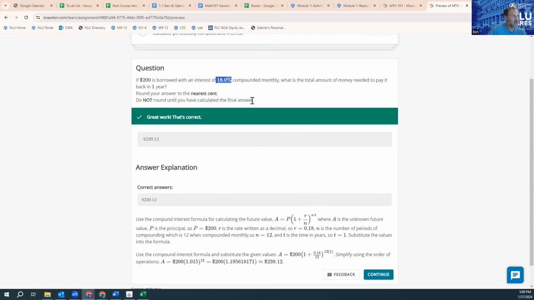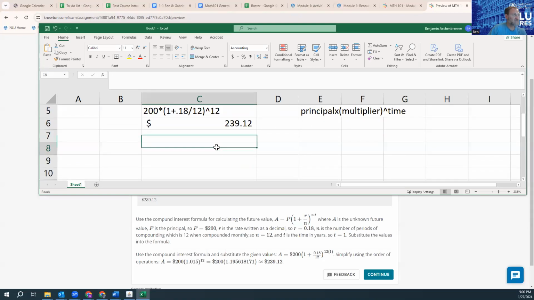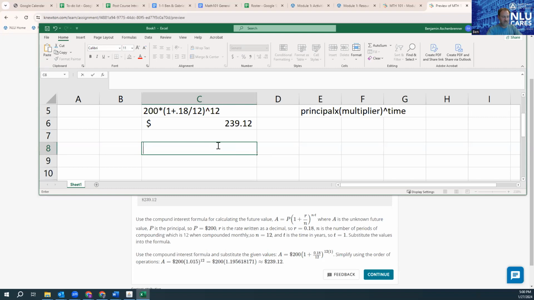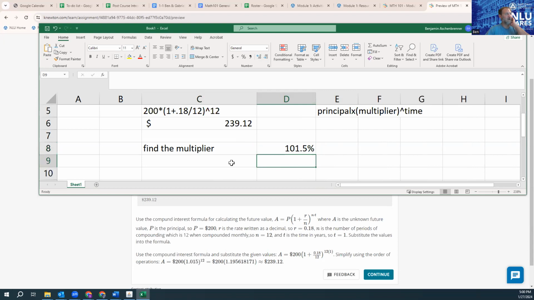Let me show you what they mean about do not round until you have the final answer. And again, Excel really helps us do that well. But if I did this kind of piecemeal, like let's find the multiplier. Well, it's 100% plus 18% divided by 12. And that's 101.5%. Oh, that's not a big deal here because it actually turned out to be a perfectly exact number. So then in this case, I can take my 101.5% and raise it to the 12th power.